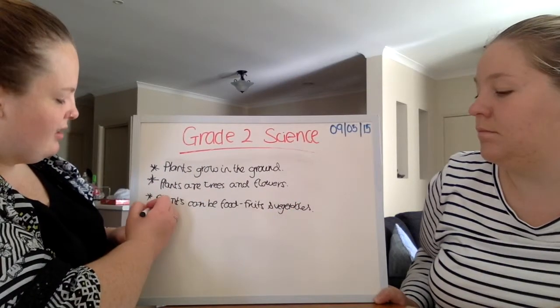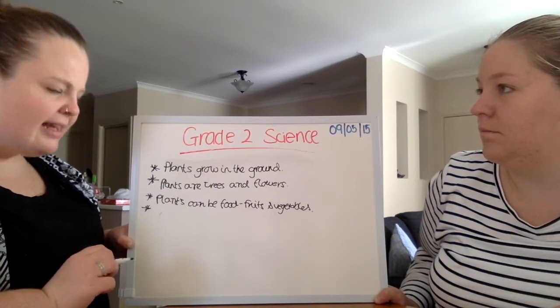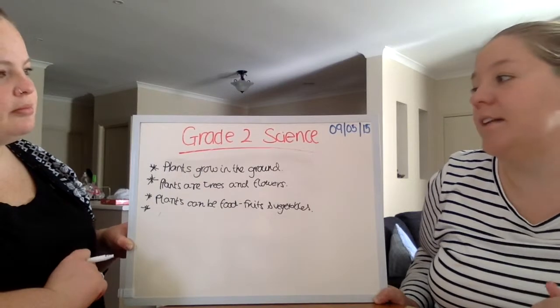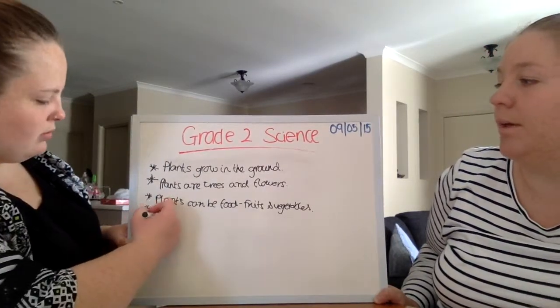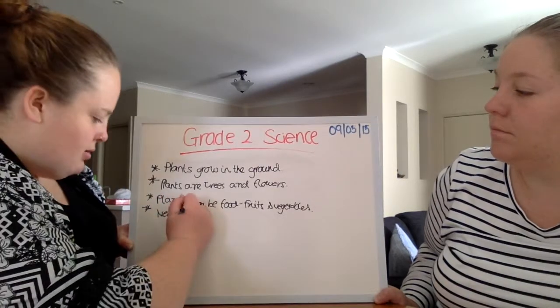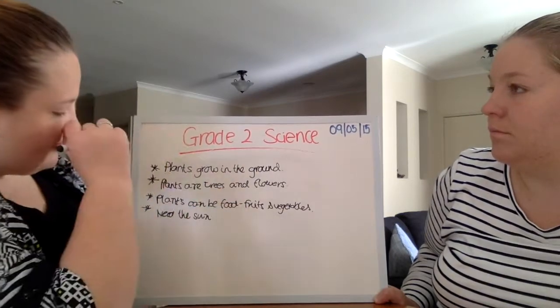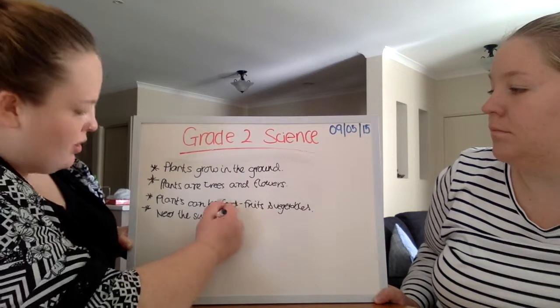Okay, perfect. Now, our fourth group, I think, Izzy, what did you talk about today with Alexa? That plants need the sun and water to grow really big. Okay, so they need sun and water. Great. Yeah, perfect. That's how they grow.